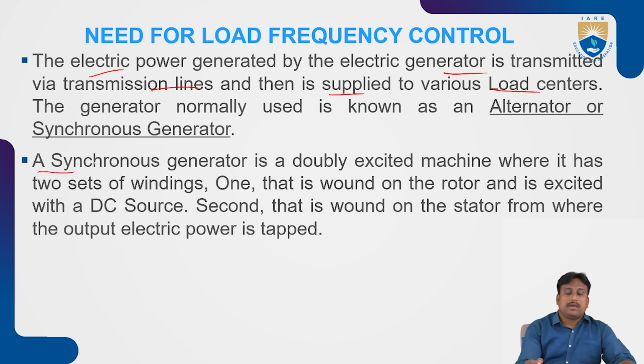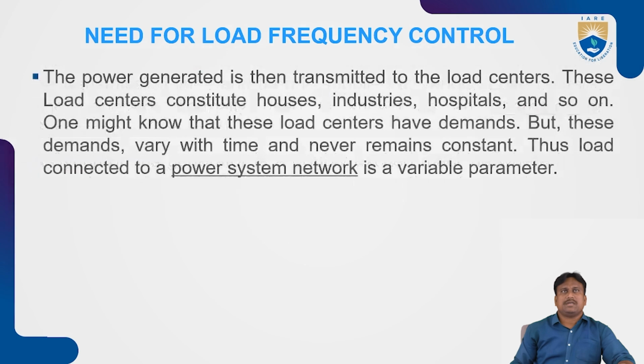Usually a synchronous generator is a doubly excited machine, where it has two sets of windings. One is wound on the rotor and is excited with a simple DC source. The other is wound on the stator, from where the output electric power is tapped. Likewise, two operations take place in a synchronous generator.